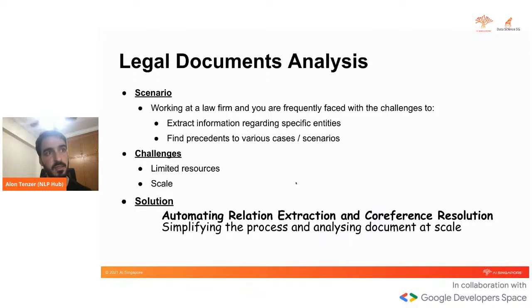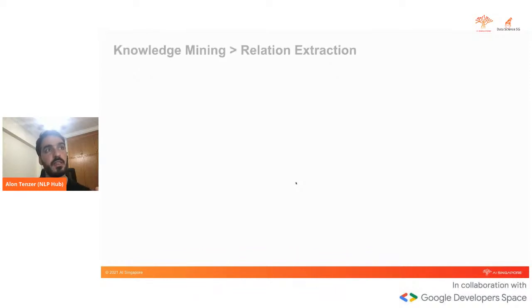So for this case, one possible model, or two models actually, that can help you speed up the process could be the relation extraction and the coreference resolution one. This is actually a two-stage solution. One deals with coreference. It's under the knowledge mining category, and relation extraction.